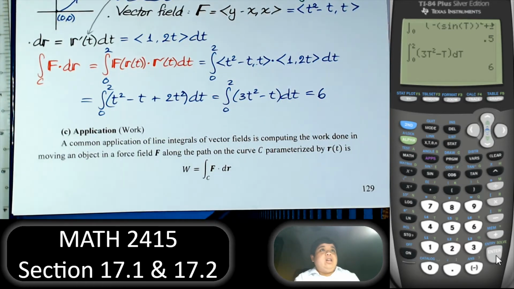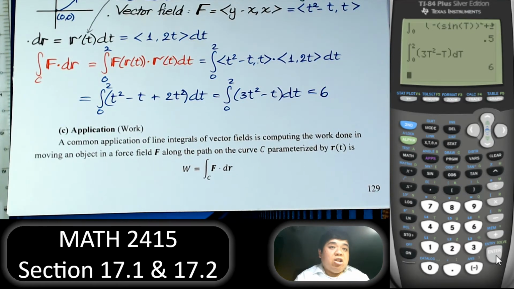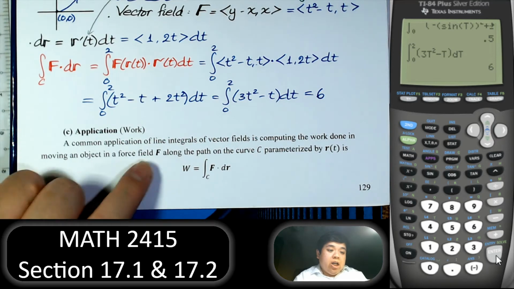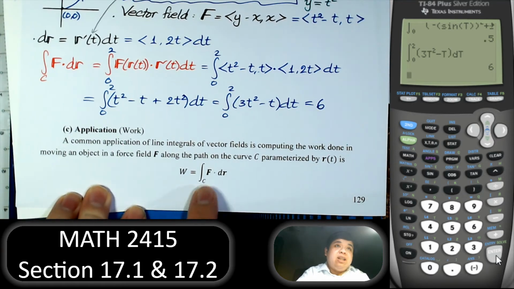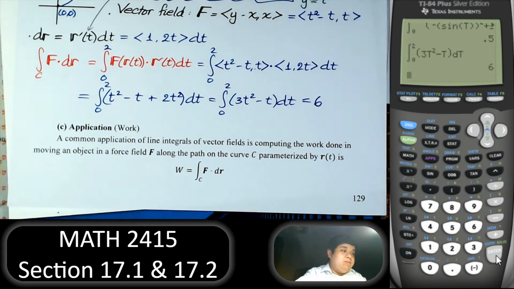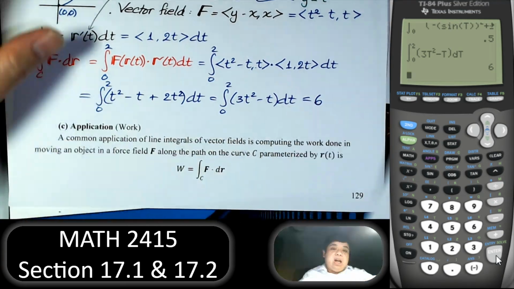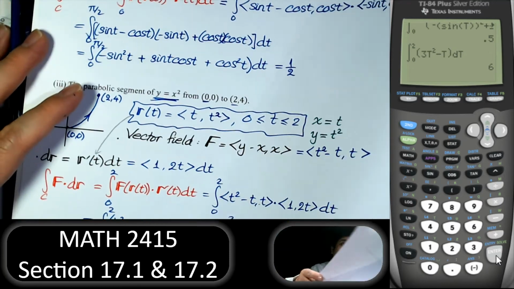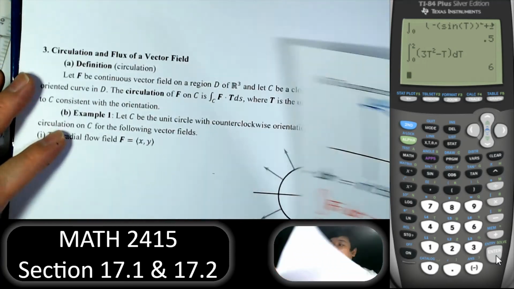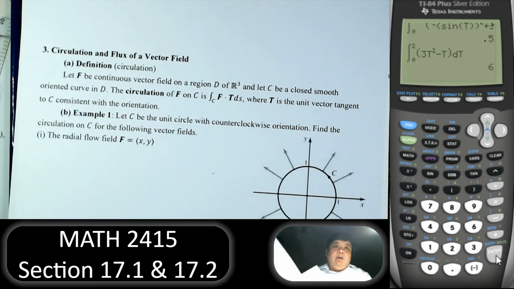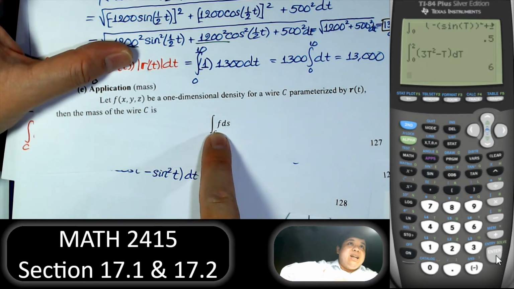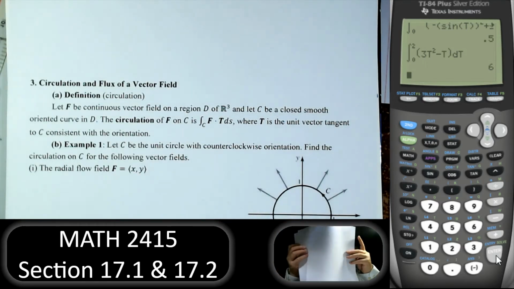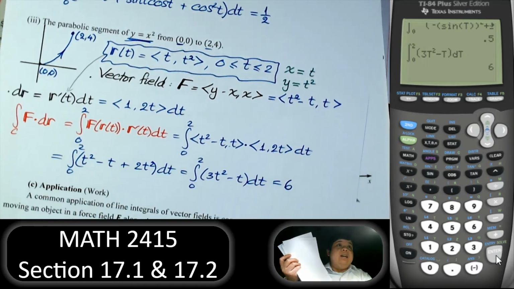Next, the interpretation of this: the line integral in the vector form is work. So we have the force moving an object along the curve C, which will give us the work. So the vector form of the line integral gives us work, whereas the scalar form of the line integral gives us the mass. In the mass form, this is the density. In work, F is the force.